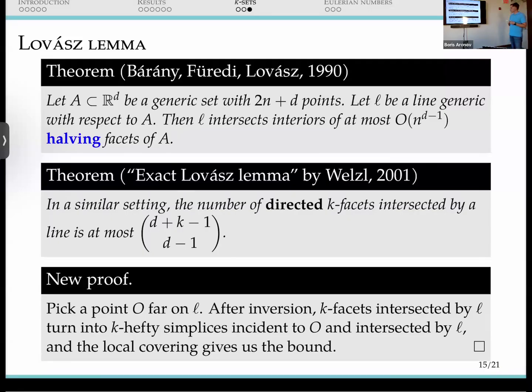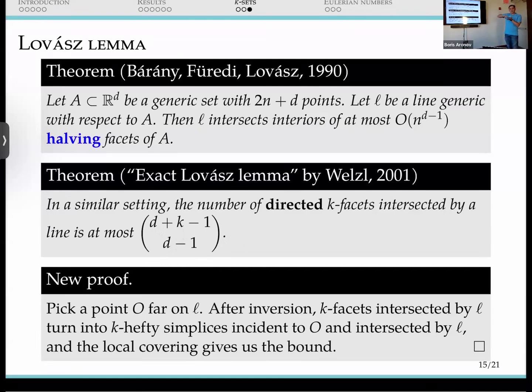The exact version was by Welzl in 2001. So the lemma says that if we have a generic point set with n points, and we consider all k-facets of that set, every line intersects at most (d+k-1 choose d-1) directed k-facets.